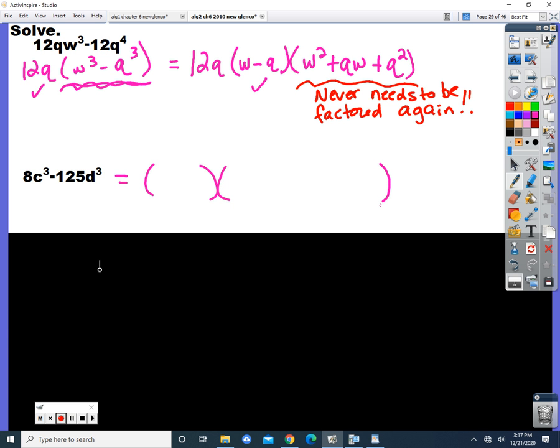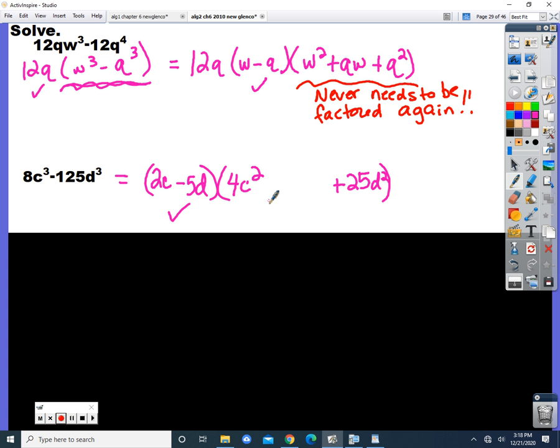So here we go. Take the cube root of 8. That's 2. Cube root of c cubed, that's c. Whatever sign's there goes there. The cube root of 125 is 5. Cube root of d cubed, d. And remember, once you get your binomial, use it to help you generate the trinomial. So square 2 and c. And then go square the 5 and the d. You see how that works? So you got to get this right in order to get the trinomial right.